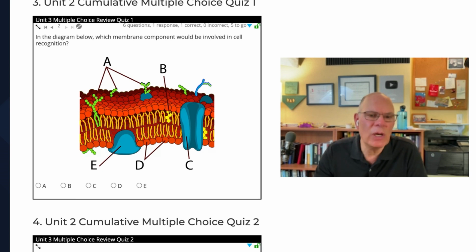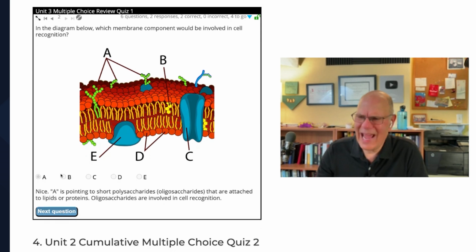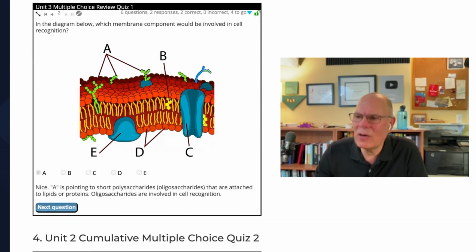Anybody? Let's see an answer. Go ahead, be courageous. Put in the answer A, B, C, D, and E. And the answer, let's try A. Nice. A is pointing to short polysaccharides, oligosaccharides that are attached to lipids or proteins. Oligosaccharides are involved in cell recognition. C is a channel, so it's not really involved in cell recognition, just responding to one of the answers.